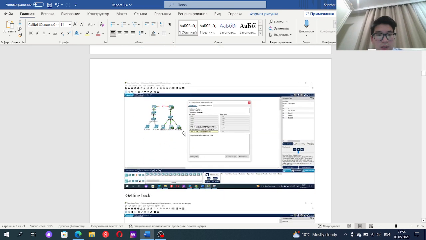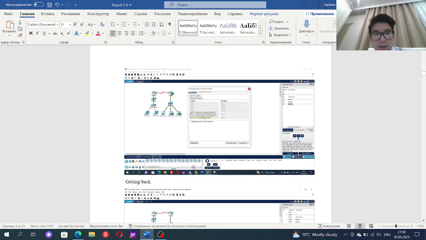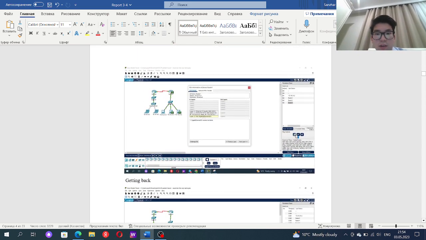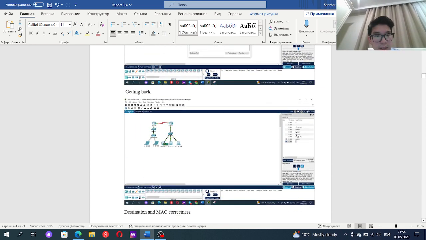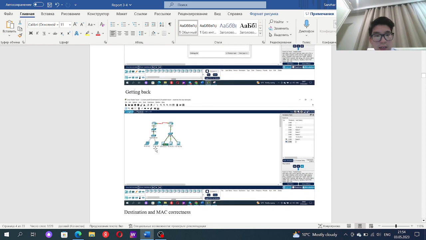And here the MAC address is changed. As we can see, it shows the destination and the IP it came from. It came from the second computer, and we get everything back by clicking next again. Then it goes back and disappears everywhere, but came to the second computer.